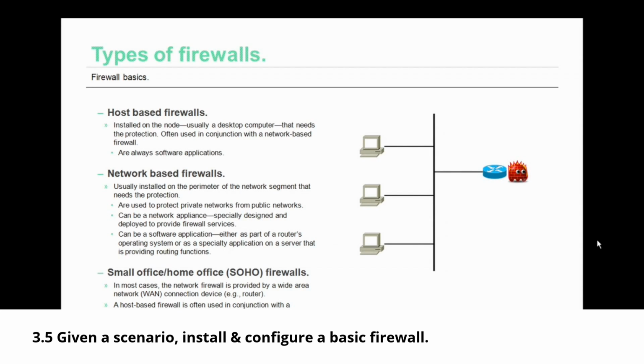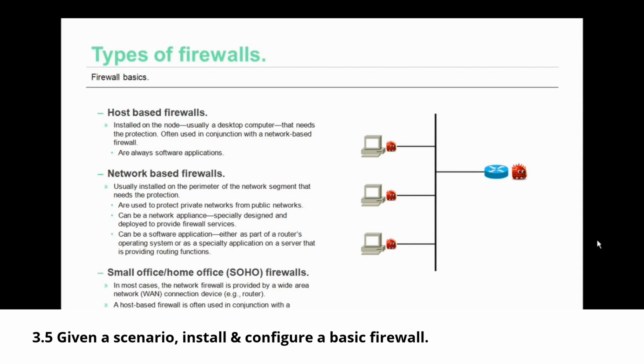Then there are network-based firewalls. Usually these are implemented on the perimeter of the network segment that needs the protection. They're used to protect private networks from public or outside networks. Network-based firewalls can be a network appliance, which means that it was specially designed and deployed to provide only firewall services, or it can be a software application, either as part of the router's operating system or as a specialty application on a server that is providing some routing function.